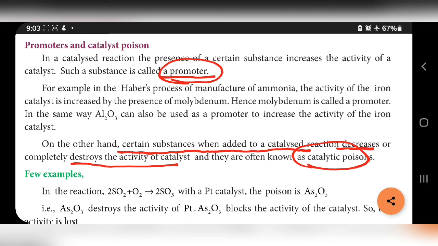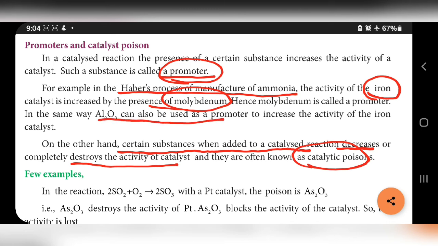Examples given. Already you know the Haber process, manufacture of ammonia. Here generally iron is used as a catalyst. That iron catalyst's activity is increased by molybdenum. So molybdenum acts as a promoter. In the same way, Al2O3 can also be used as a promoter for iron catalyst.